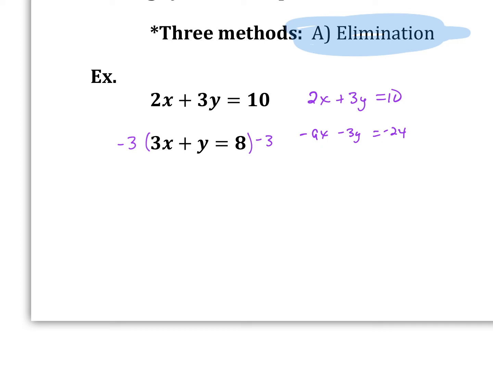All right, so this way, we've got opposite signs. So if we add straight down right away, we've got -7x. This disappears, right? That eliminates, and then we're left with -14. So we divide by that -7 and we get x is equal to 2.